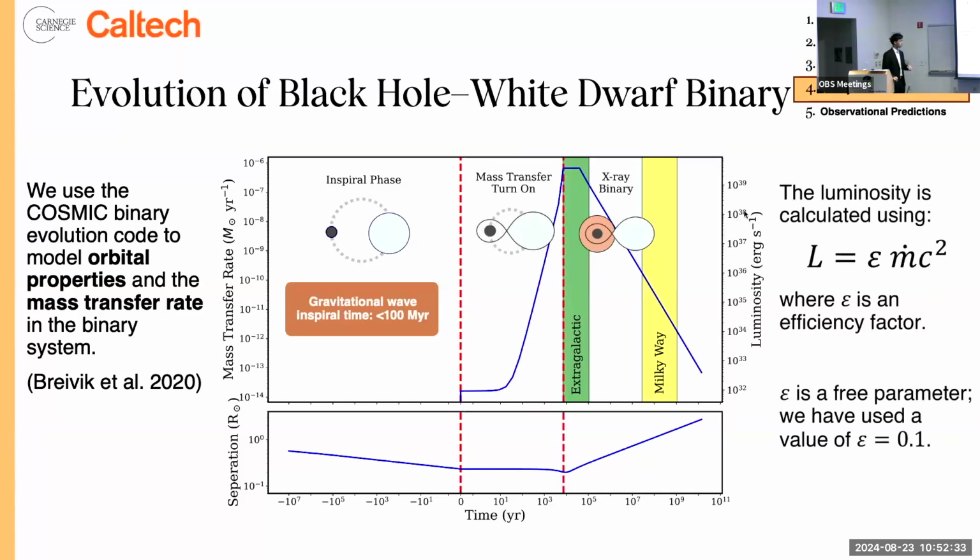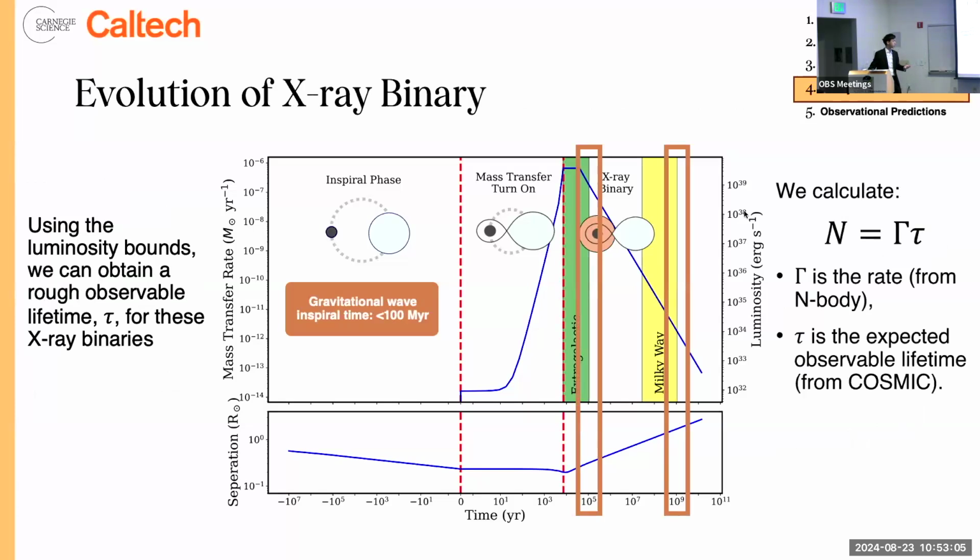As the white dwarf continues to inspiral, it'll begin mass transfer into the black hole, and you can see that COSMIC keeps track of all the orbital properties here. The binary separation also increases as it begins mass transfer, just due to orbital dynamics. The mass transfer that COSMIC produces, we then convert into a luminosity, from which we can set rough expected luminosity bounds on what we expect to observe in both the Milky Way and in extragalactic sources out to around 20 megaparsecs. Taking the upper right-hand side limits of each shaded region, we can obtain an estimated observable lifetime for these systems.